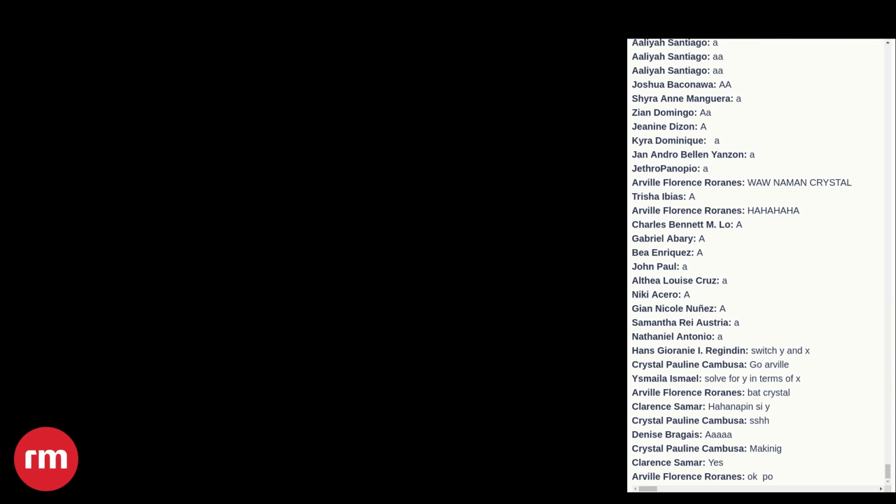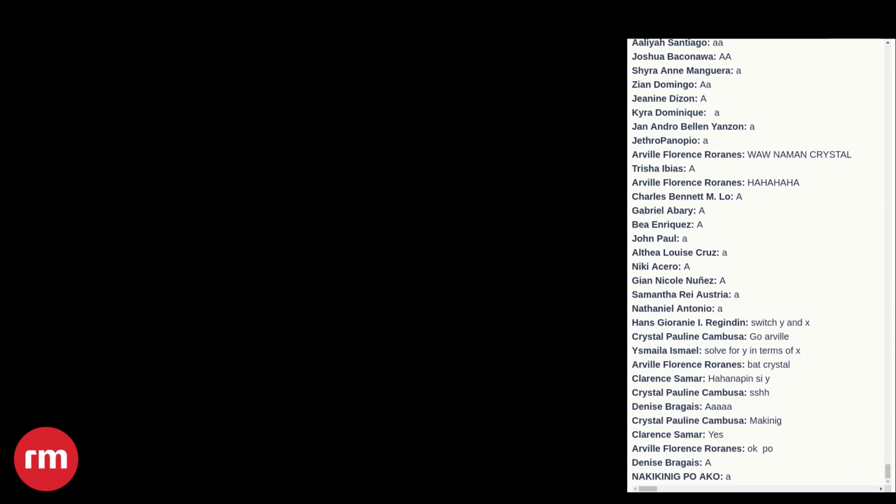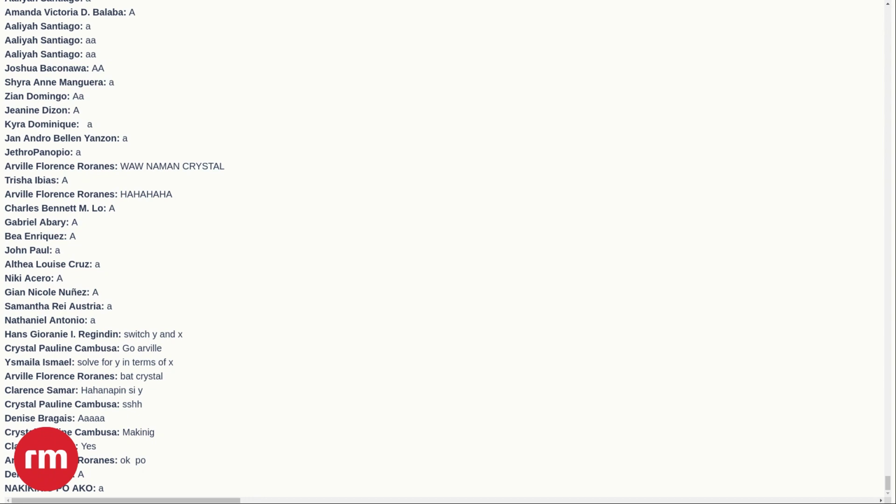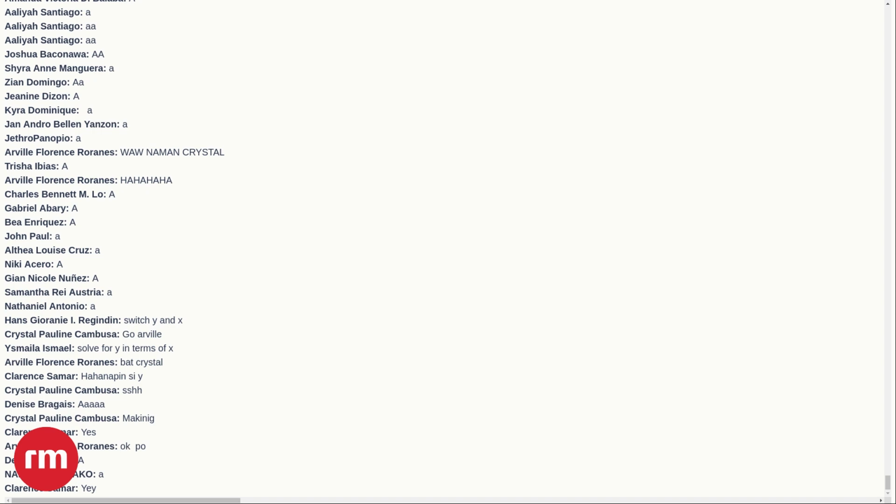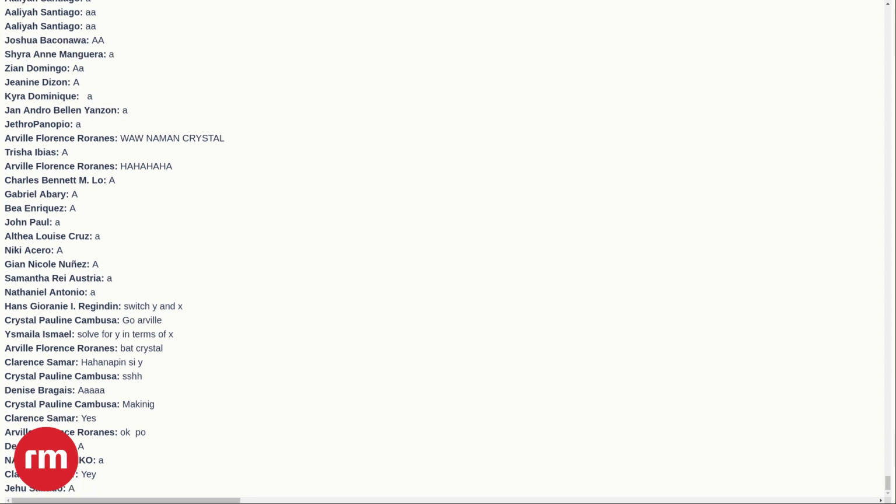Maraming tama. Maraming nagsabi ng A kanina. So just to be precise, this inverse is only true for x greater than 0. Okay, kasi you have to consider the concept of one-to-one functions when you're talking about inverse.